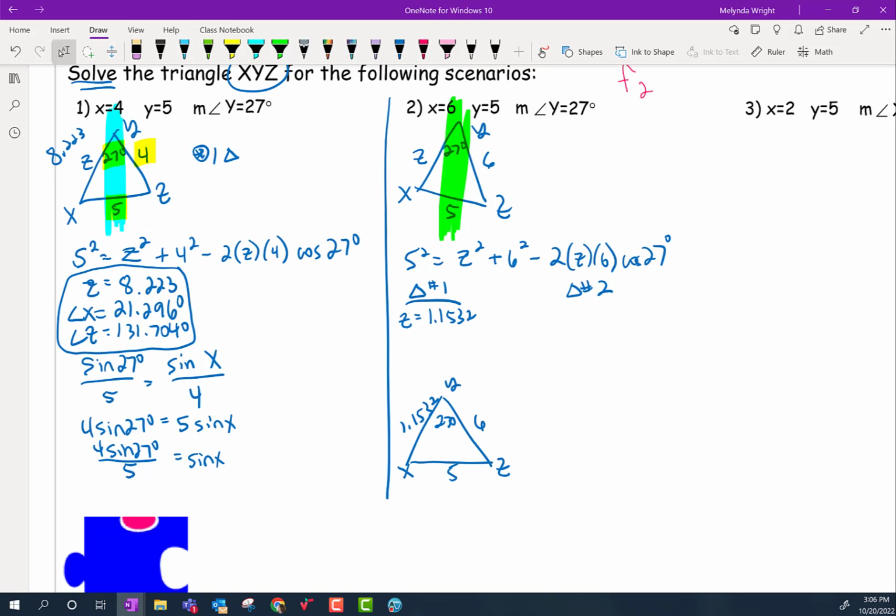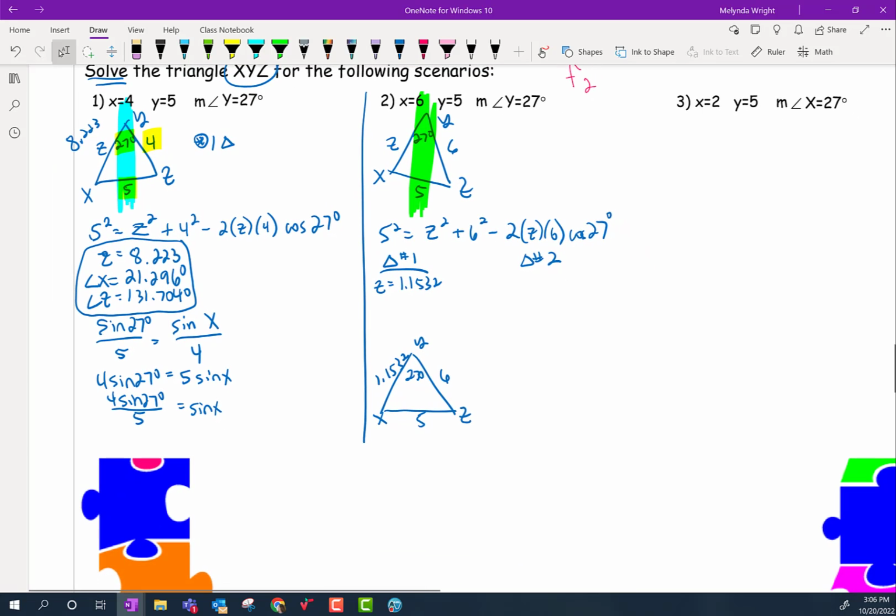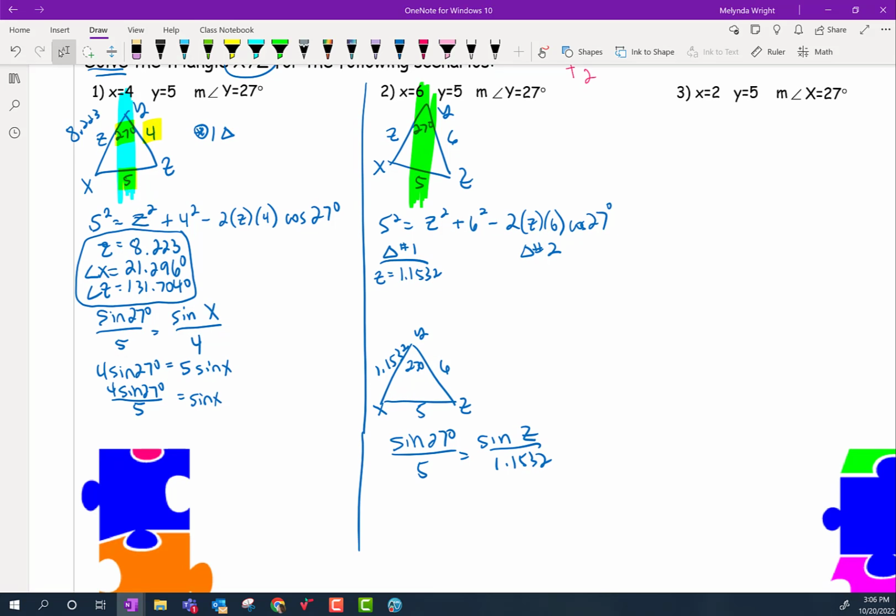Avoid, avoid, avoid. If I can't say that enough, I don't know. So we're going to do sine of 27 degrees over 5 equals sine of Z over 1.1532. Okay? So let's go to our calculator. Make this a little bit smaller.